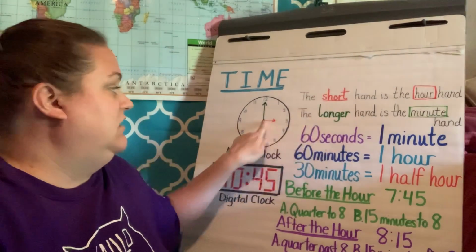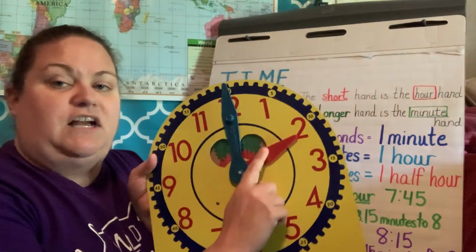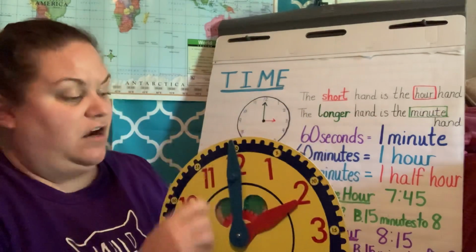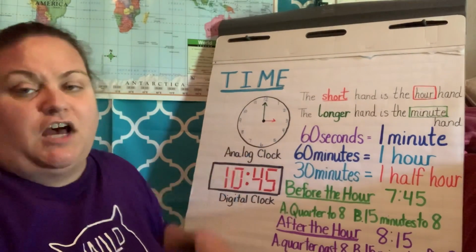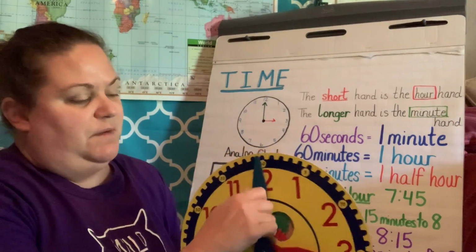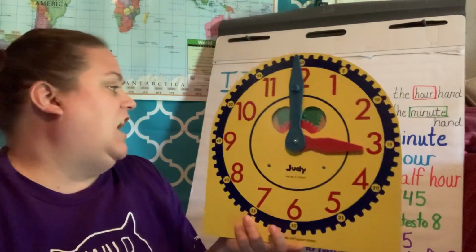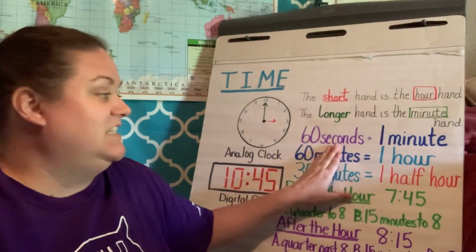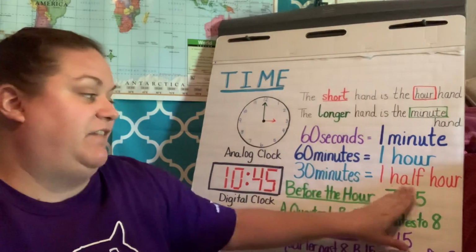Reminder that the short hand, and in this case I made this red to go along with the short hand, is also red on this clock. So right here, this is the hour hand. This tells you what hour you are on. The longer arm, in this case it's blue, and up here I have it as green, is the minute hand. The minute hand travels around the clock and marks off how many minutes it is throughout the hour as it changes. And just another refresher too: 60 seconds equals 1 minute. 60 minutes equals 1 hour. 30 minutes is a half an hour.